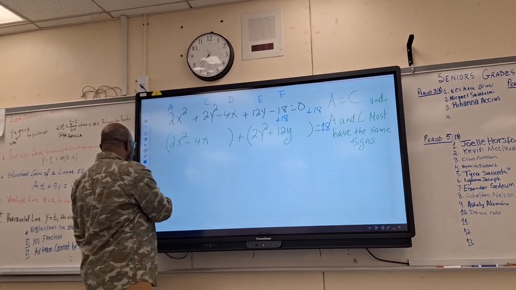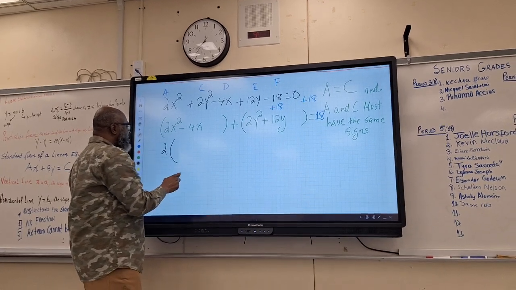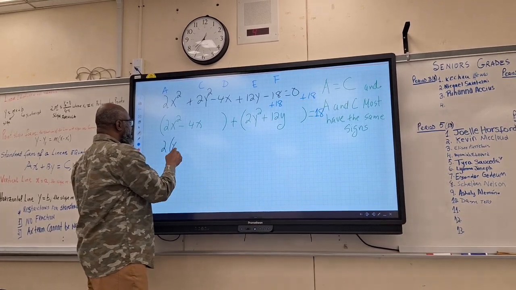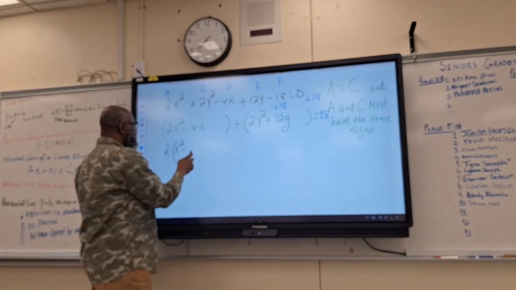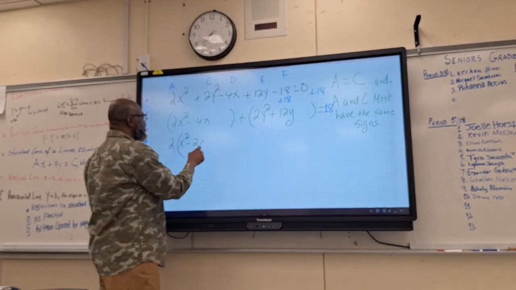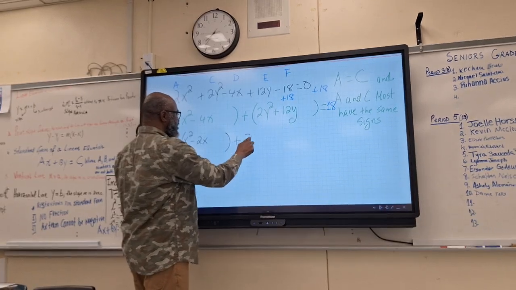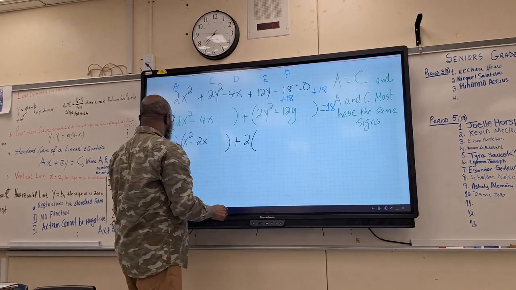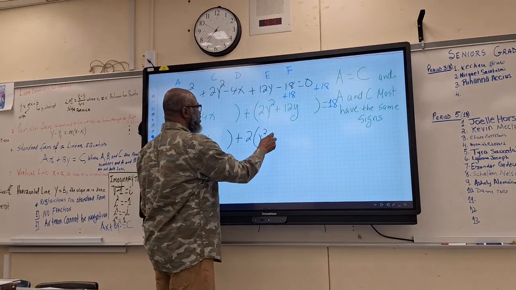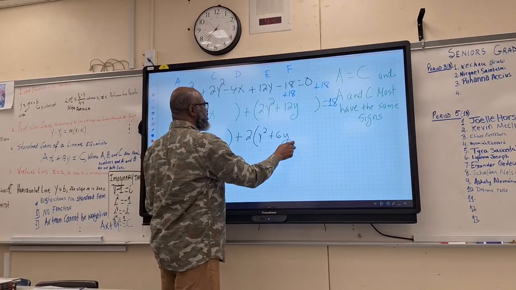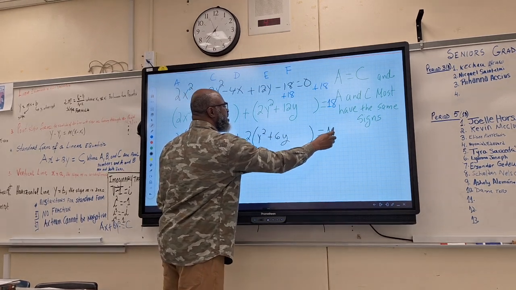In this case, we need to factor the 2 out. So what goes inside the parentheses? X squared, be careful, minus 2x, good. Again, we factor the 2 out. What goes inside the parentheses? Y squared plus 6y, wonderful, is equal to 18.